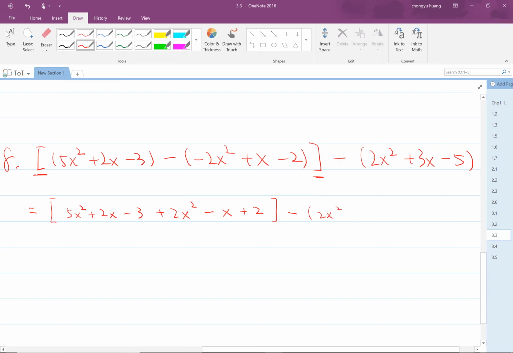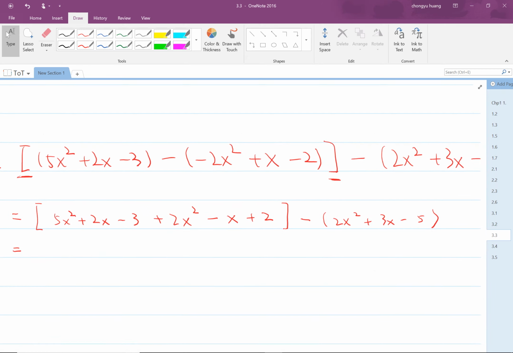Which we have to do a little bit later, because we have to get rid of the bigger bracket first in order to do the calculation on the right hand side. But first of all, we have to simplify the thing inside the brackets first.